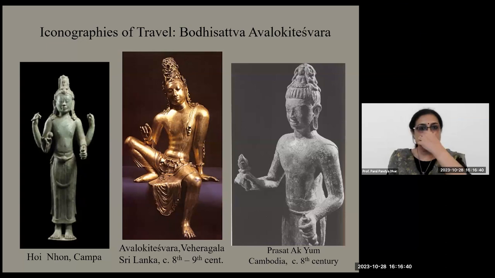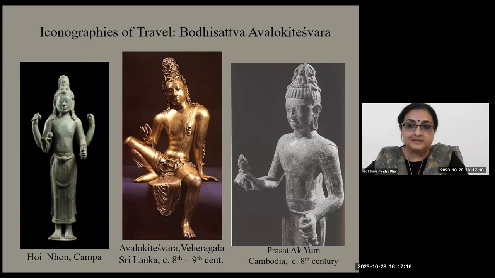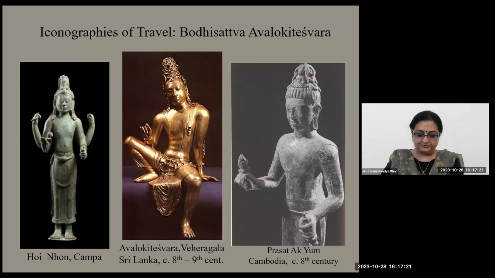So coming to the icon of Bodhisattva Avalokiteshvara, whose worship and cult became as important in Southeast Asia as the Buddha himself. It is important to know that his iconography was carried also on portable objects like this. And he was a very important icon as far as travel of sailors and merchants is concerned. I'll come to that in a little while. But before that, let me tell you in general about the importance of Avalokiteshvara in Southeast Asia.